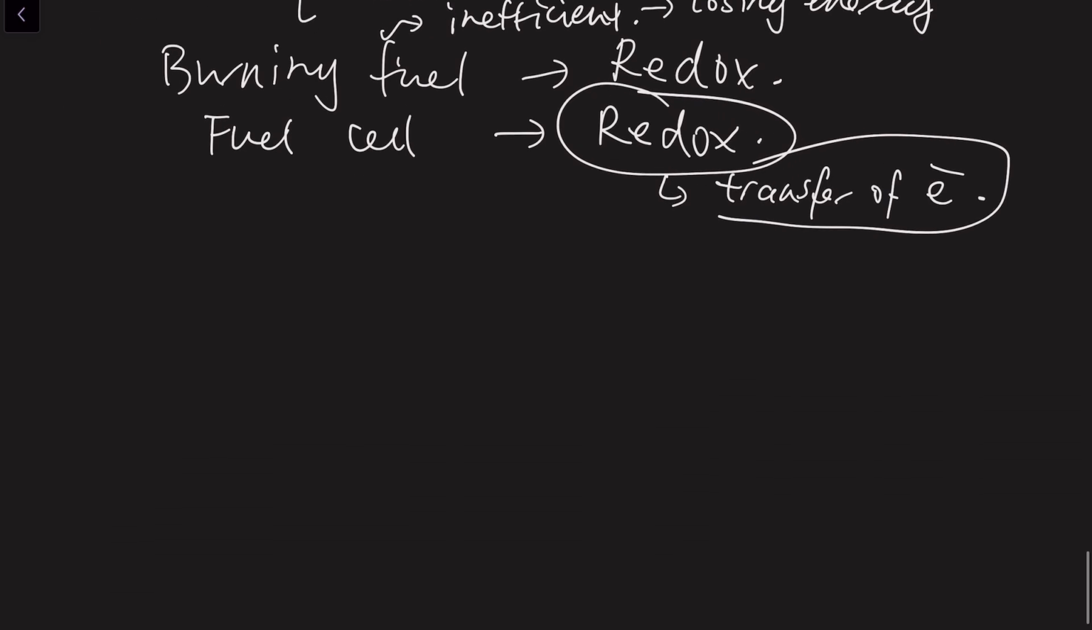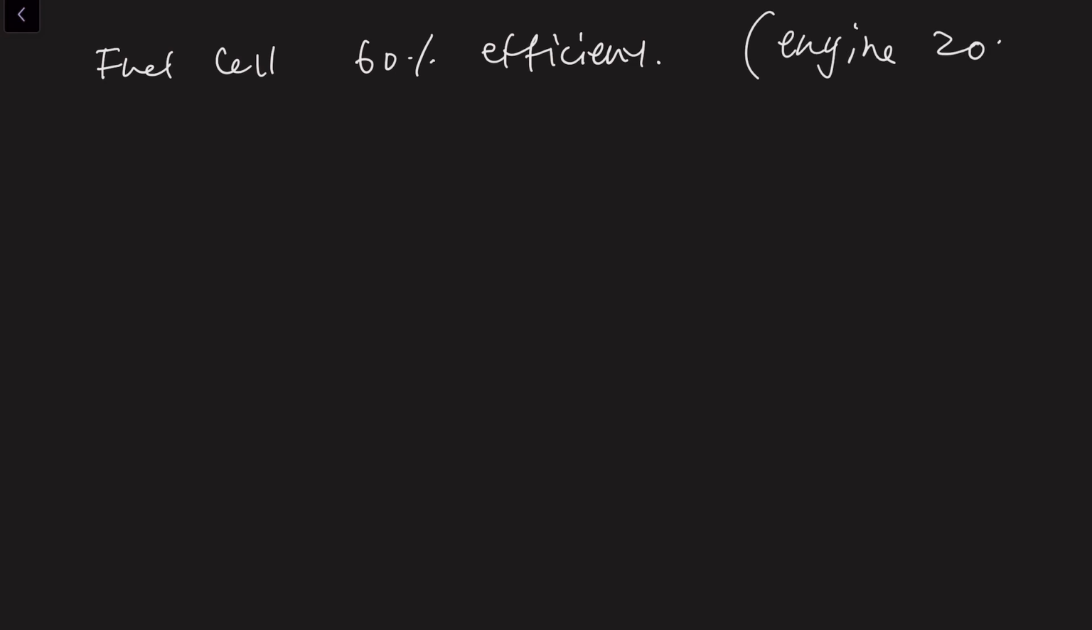So how efficient is fuel cell? So fuel cell is actually about 60% efficient. And this is actually very, very high. Because for your engine, 20% efficiency is considered as very good. So 60% is almost 3 times as efficient as doing combustion.